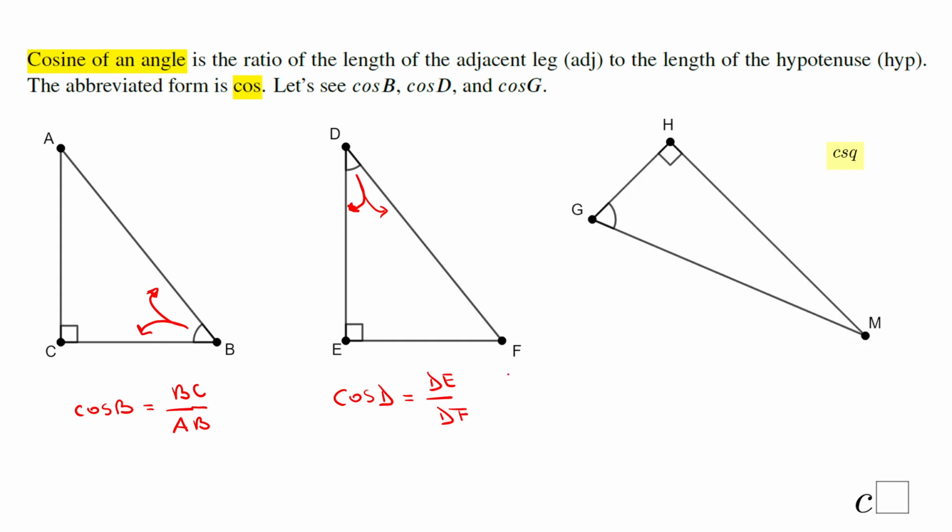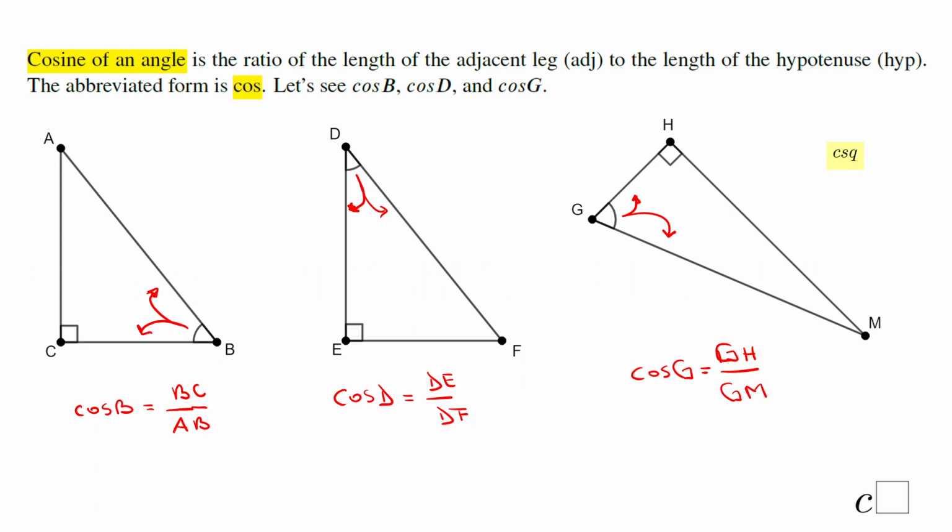And for angle G, cosine of G will be what? Opposite leg now is HM. I'm sorry, we need to start with the adjacent leg because we have to talk about the cosine. So the adjacent leg will be GH, and the hypotenuse is GM.